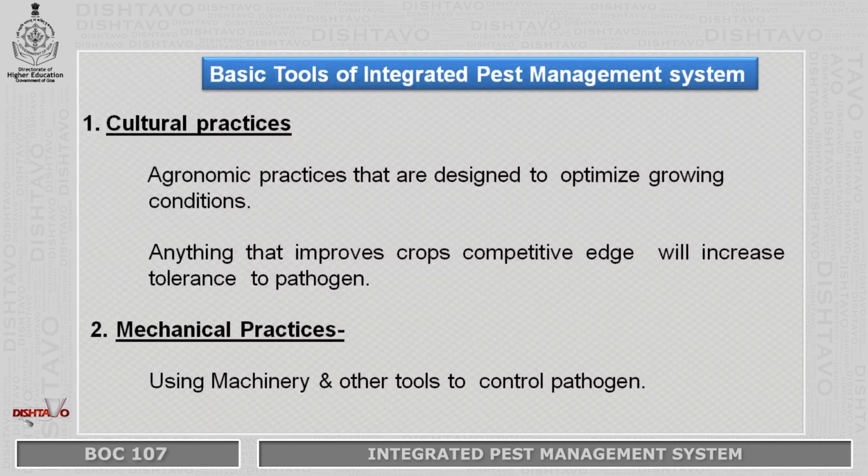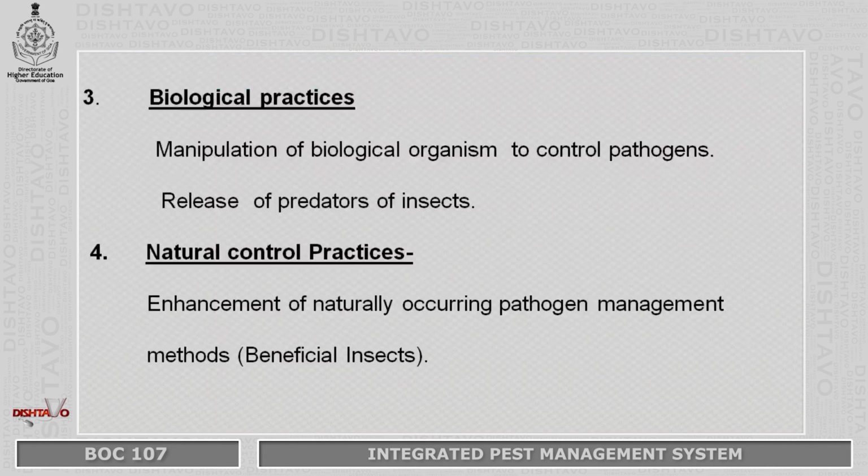Anything that improves the crop's competitive ability will increase its tolerance to pathogens, and it will also help to increase the yield. Next, we have mechanical practices. Here, mostly all the machinery and other tools are used to control the spread of pathogens. Under biological practices, manipulation of biological organisms to control pathogens is done.